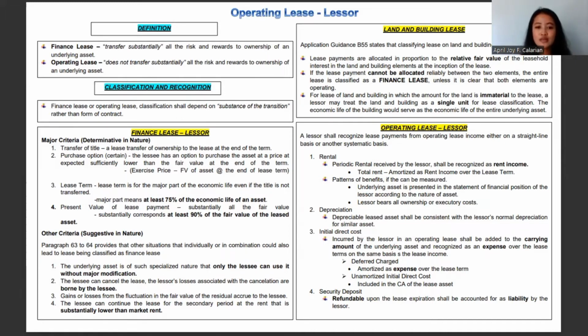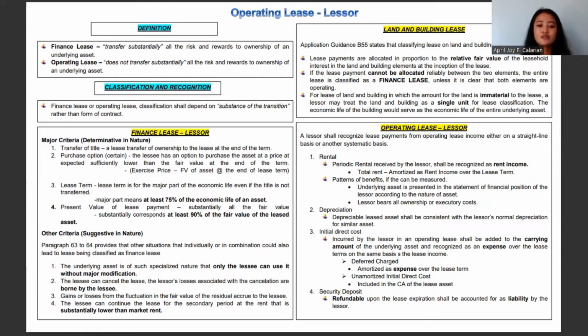We have first, rental. So the periodic rental received by the lessor shall be recognized as rent income. Second, depreciation. So the lessor's normal depreciation will also be recognized. And then we have the third, initial direct costs. Operating lease costs shall be added to the carrying amount and recognized as expense.